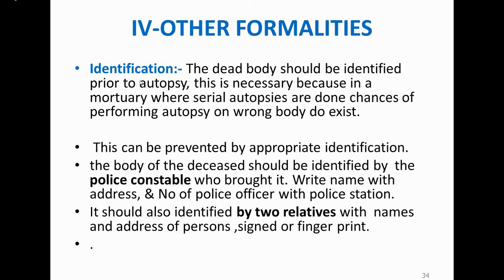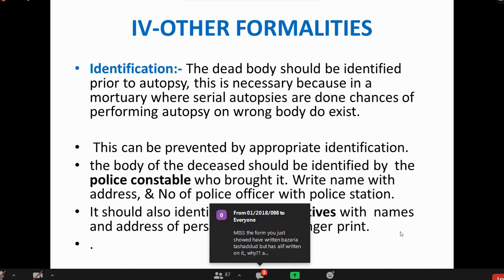So for that purpose, to avoid performing the autopsy on the wrong body, you confirm the identification once again. How do you do that? This can be prevented by appropriate identification. The body of the deceased should be identified by the police constable who brought it, with name, address and number of the police officer, with the police station. It should also be identified by two relatives with the name and address of the person, signed with either the signature or the fingerprint. Okay, this is how identification is done.